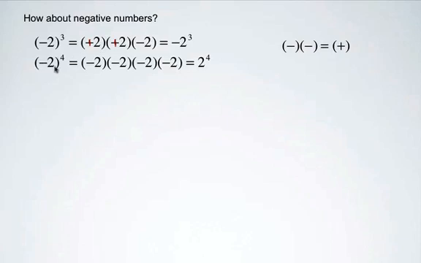How about when negative 2 is to the exponent 4? Well, it creates positive 2 to the 4. These two make a positive. These two make a positive. And a positive times a positive results in a positive.